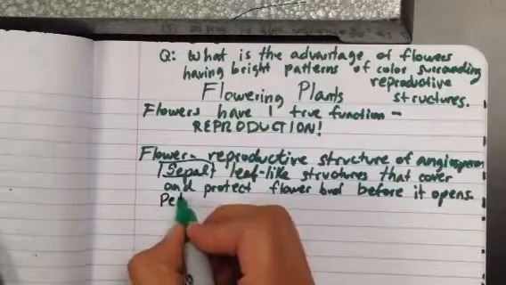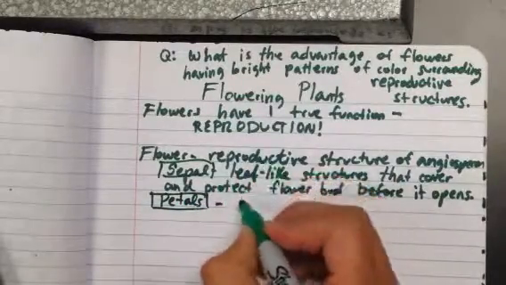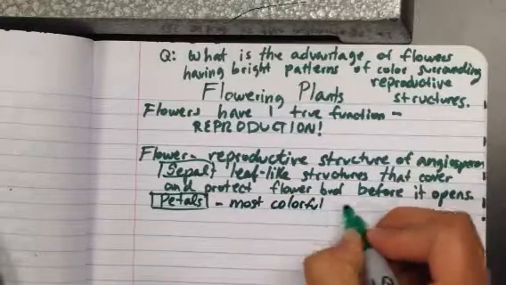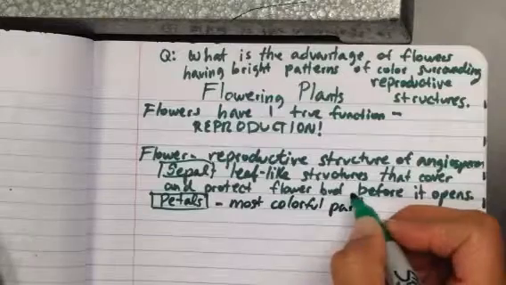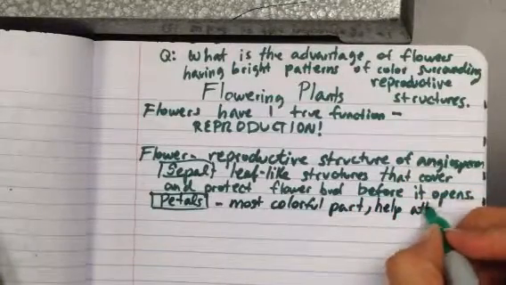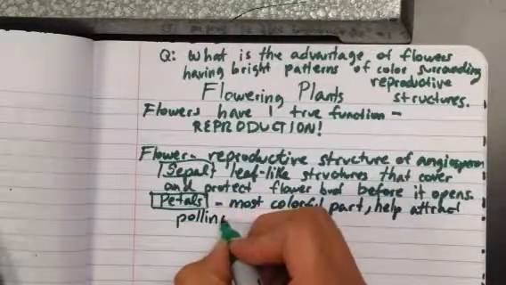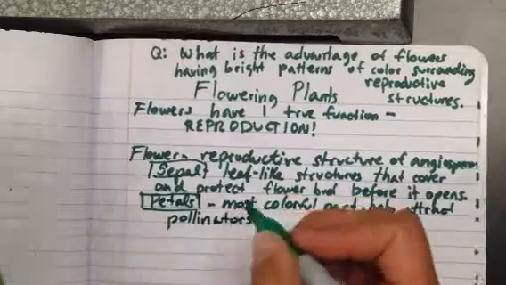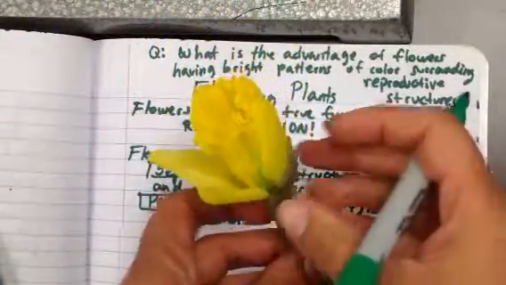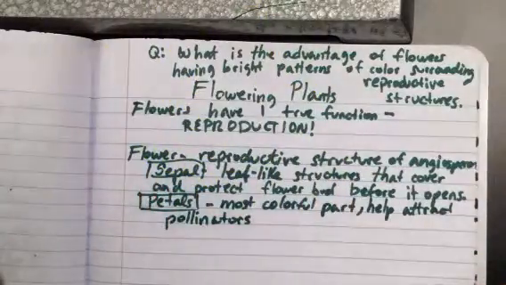Then we have the petals, which you should all be familiar with. And the petals are the most colorful part of the flower, and they help attract pollinators. So these pretty colors and the pretty smell are not just for us to enjoy, but they actually attract bees and other pollinators.